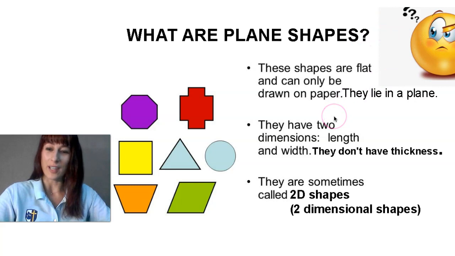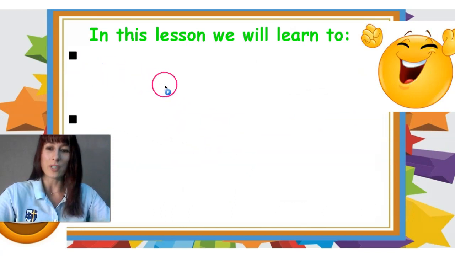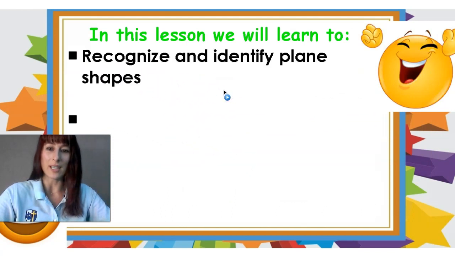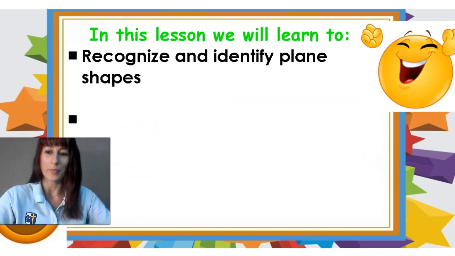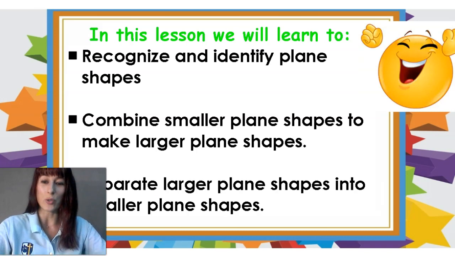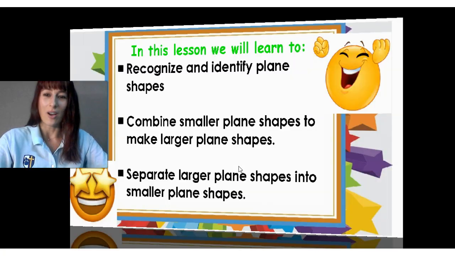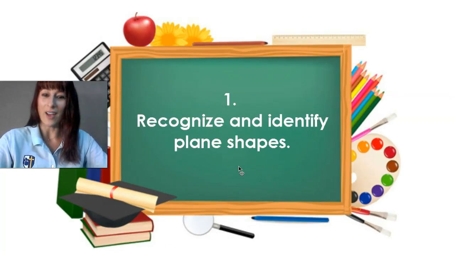Now, I think we are ready to find out what this lesson is going to teach us. We will be learning many skills. Skill number 1 that we will obtain from this lesson is that we will be able to recognize and identify plane shapes. You will also learn in this lesson to combine smaller plane shapes to make larger plane shapes. We'll have fun with that. And you will also learn to separate larger plane shapes into smaller plane shapes. That sounds like fun, don't you think? Let's look at the first skill. Recognize and identify plane shapes.